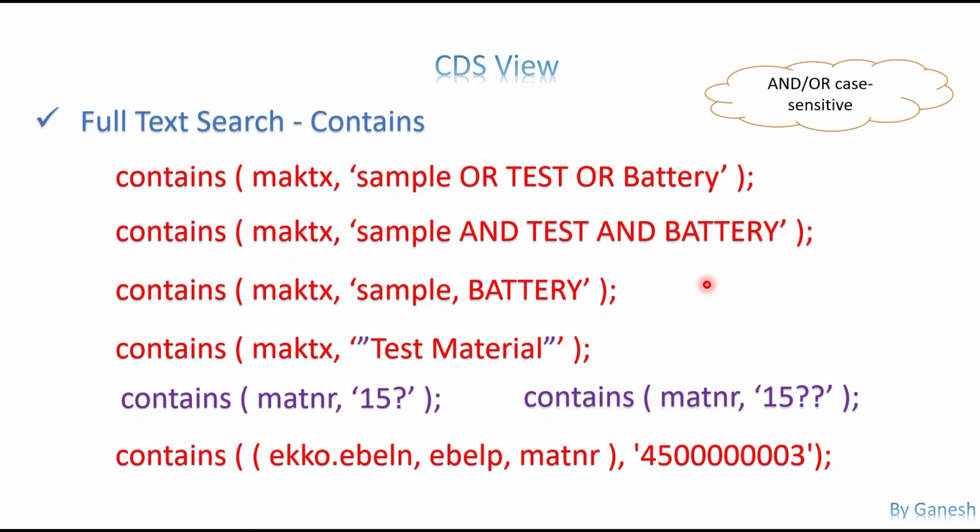And here AND and OR are case sensitive. If you mention lowercase or, it considers that as text. Because we are going to mention the terms within single quotes, how do you differentiate the text from the operator? You have to use capital OR and capital AND. Otherwise, it won't give a syntax error because it is in single quotes, but it will consider that as one of the text. Okay.